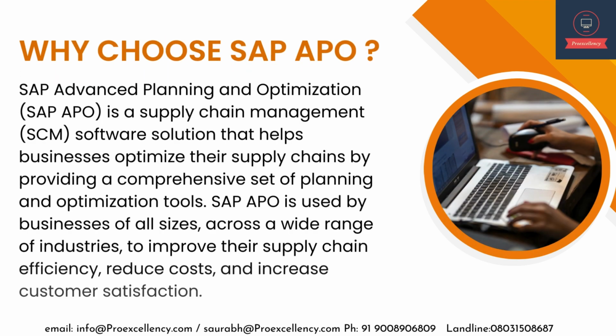Why choose SAP APO? SAP Advanced Planning and Optimization, SAP APO, is a supply chain management (SCM) software solution that helps businesses optimize their supply chains by providing a comprehensive set of planning and optimization tools. SAP APO is used by businesses of all sizes across a wide range of industries to improve their supply chain efficiency, reduce costs, and increase customer satisfaction.